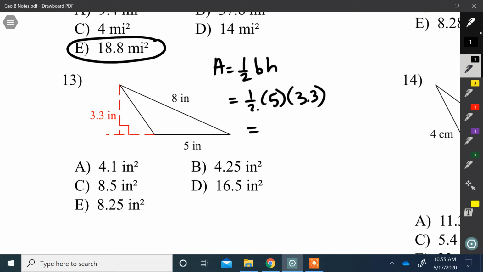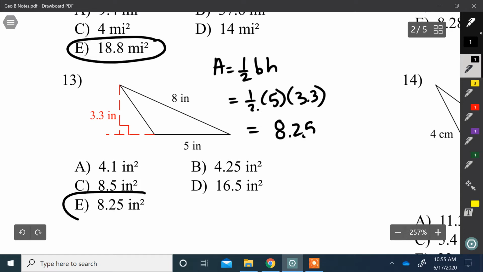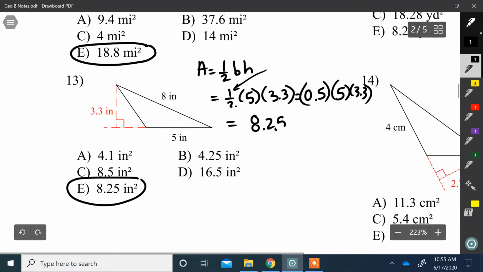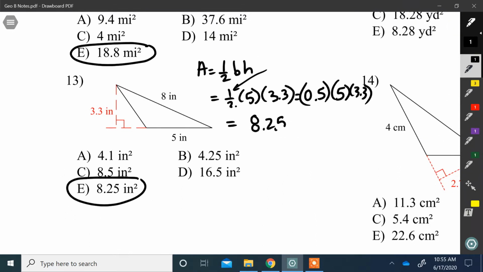So 5 times 0.5, by the way, 0.5 is like multiplying times half, times 3.3 is 8.25. So that should be E. So when I multiply this right here, that half, you can write it as 0.5 as well. That's something to consider. Okay, so that is number 13 there.